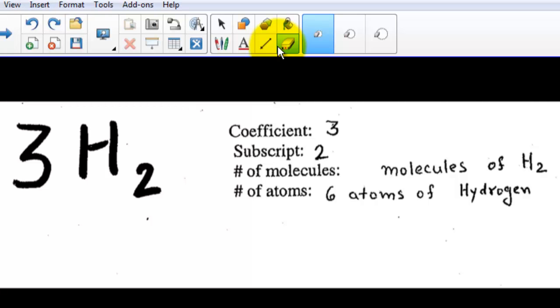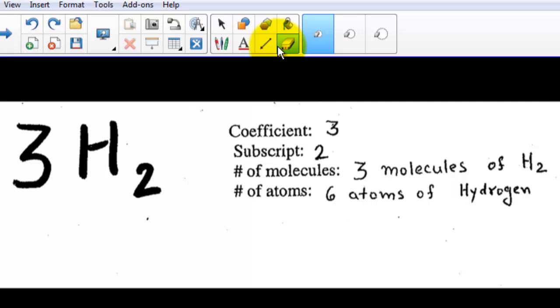Now, the number of molecules. So the number of molecules, you get to go back and look at the coefficient. So there's 3, which means I have 3 molecules of H2. So the number of molecules is kind of equal to the coefficient number. Now, for the total number of atoms, we actually have to do a little bit of multiplying, and it's 6 atoms of hydrogen.